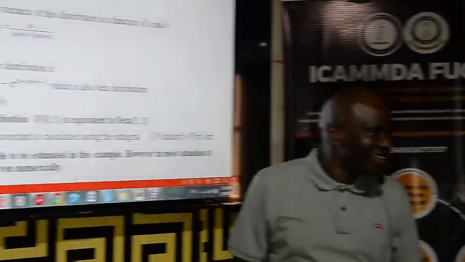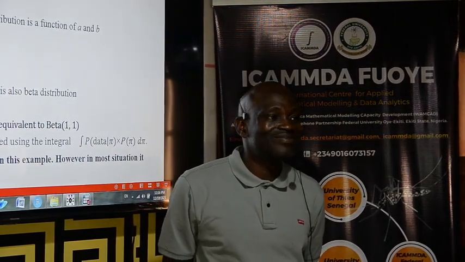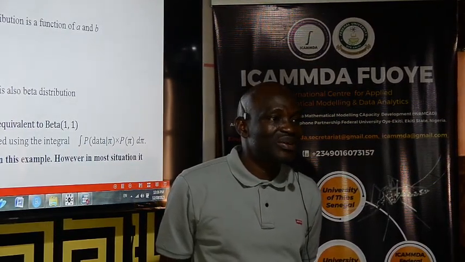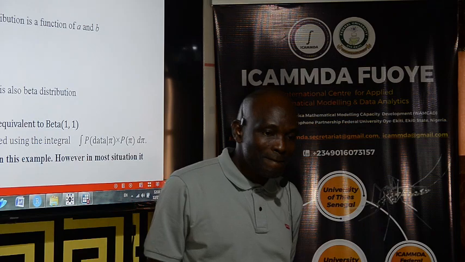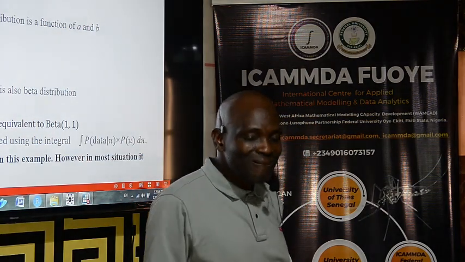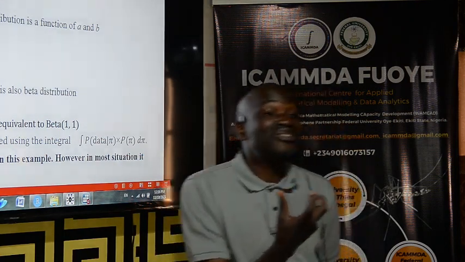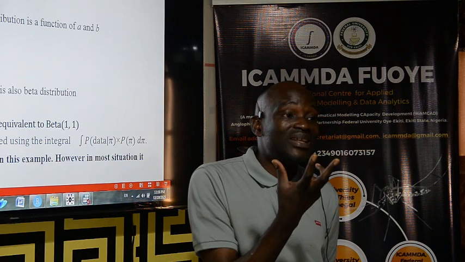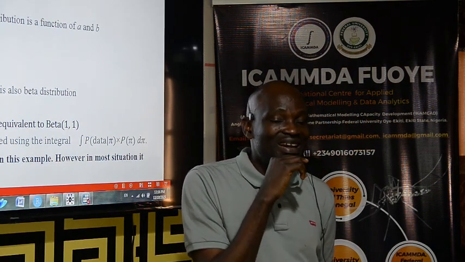Okay. Are we following? It's coming back to the beta distribution we started with. So, meaning if you have a binomial distribution, you can consider the beta distribution as a conjugate prior for that.